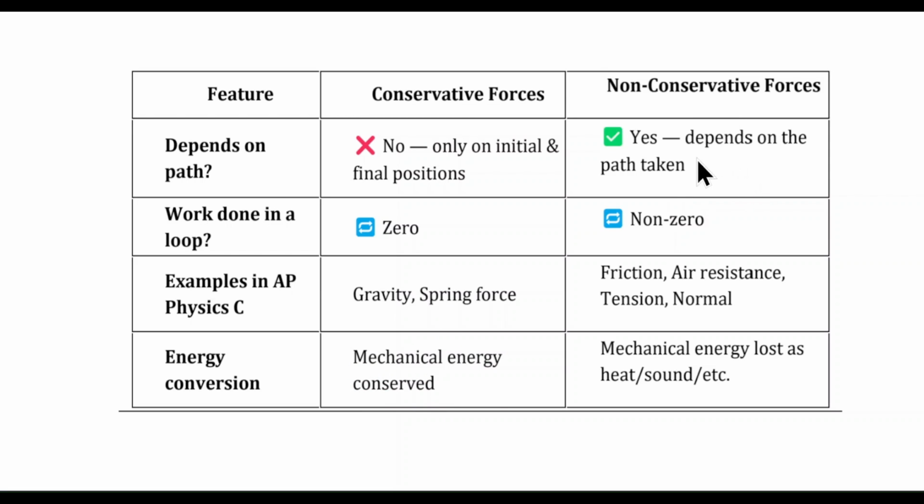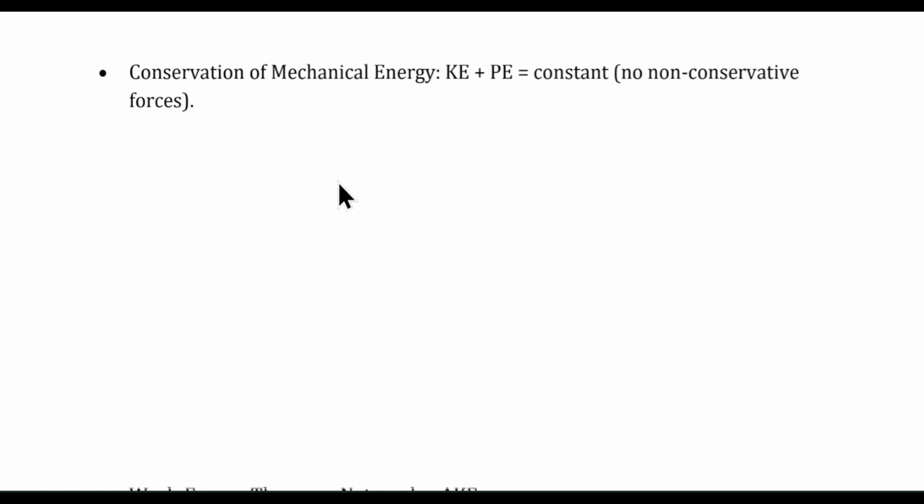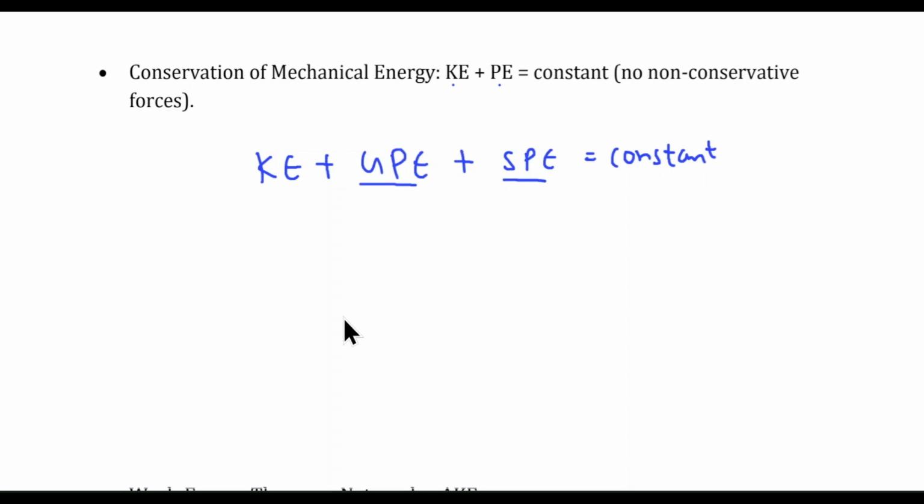On the other hand, the non-conservative force depends on the path taken, is non-zero in a loop, and includes any other force that you can think of: friction, air resistance, tension, normal, drag, etc. Anything that is non-conservative in nature. And here mechanical energy is not conserved because it is usually lost in the form of heat and sound, etc. Like I said, if there is no non-conservative force, the mechanical energy is conserved. When I say KE plus PE, I mean KE plus GPE plus SPE, where GPE is the gravitational potential energy and SPE is the spring potential energy. That is always constant between two positions.